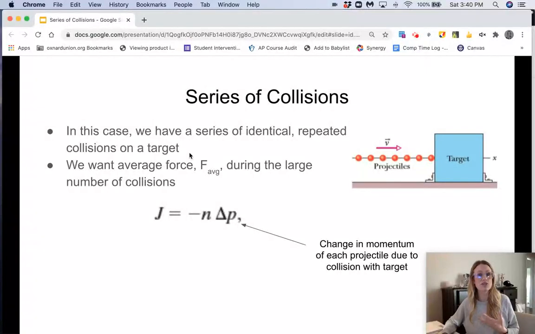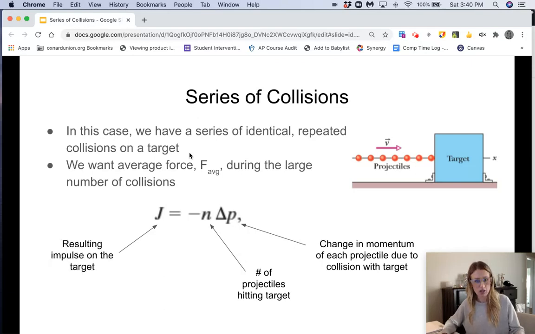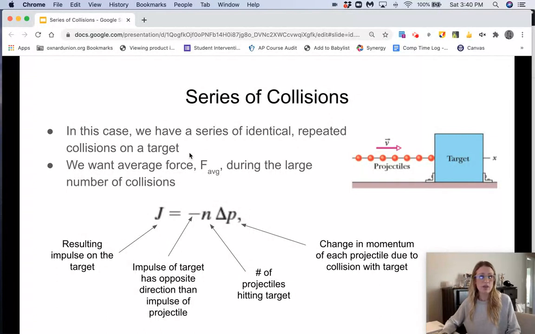So this delta P is just the change in momentum of each projectile due to the collision with the target. N is the number of projectiles that are hitting the target. And J here is the resulting impulse on the target. So this is what the target is feeling. That negative is there because the impulse on the target has an opposite direction than the impulse on the projectile. So if we're finding J, the impulse on the projectile, we would take the negative away. But of course, from Newton's third law, every action has an equal and opposite reaction, so the same impulse on those projectiles all added up together will also be the impulse on the target, but in the opposite direction, which is why we have that negative there.